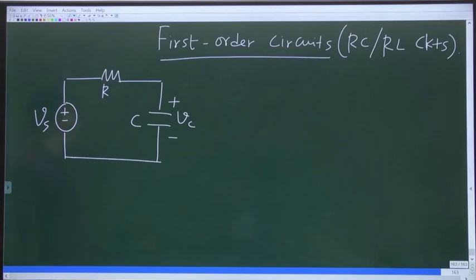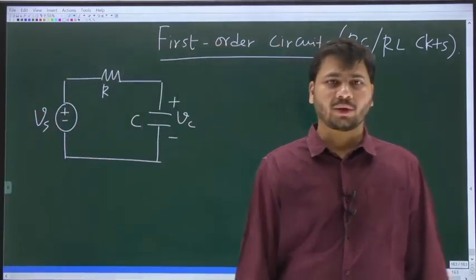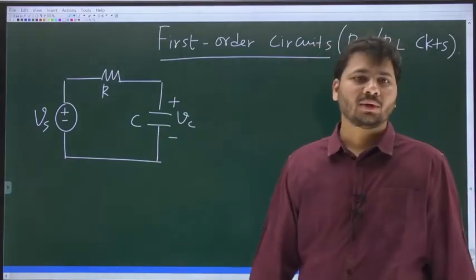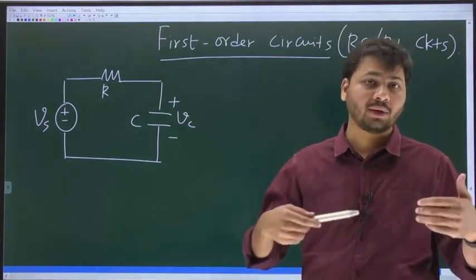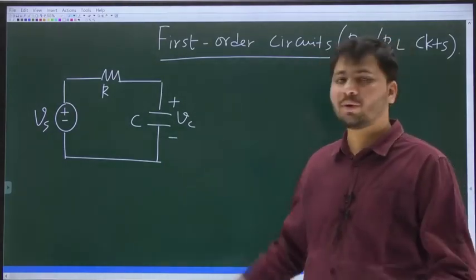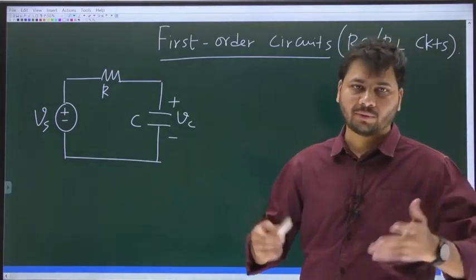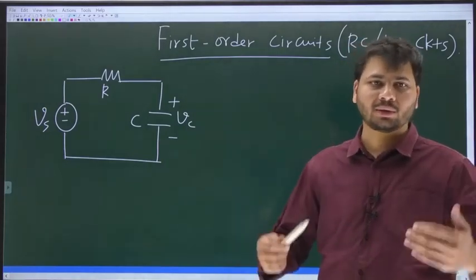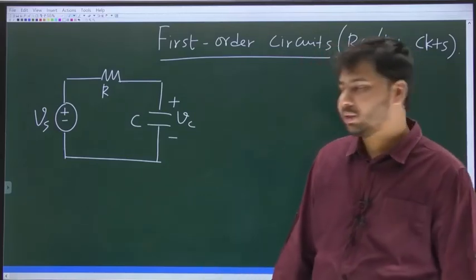Is it not a single loop circuit? This circuit is a single loop circuit. Now let us find the equation for the variable of interest, that is Vc. And if we solve that equation, we will be able to get Vc as a function of time. But to find Vc as a function of time, you should get an equation that contains only Vc. So let us try to get that equation which contains Vc.